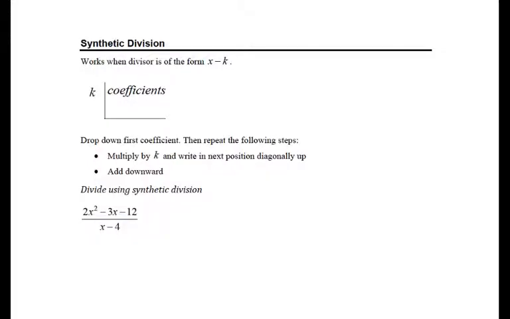Synthetic division is a shortcut for polynomial division that only works when the divisor is in the form x minus k. So this would not work for a divisor like x squared plus 5, for example, right? But if our divisor is of the form x minus k, we take that number k and put it on the outside of this bracket, and then we take the coefficients of the polynomial and put them on the inside. When I say the coefficients, I really mean the numbers only, no x's in here.